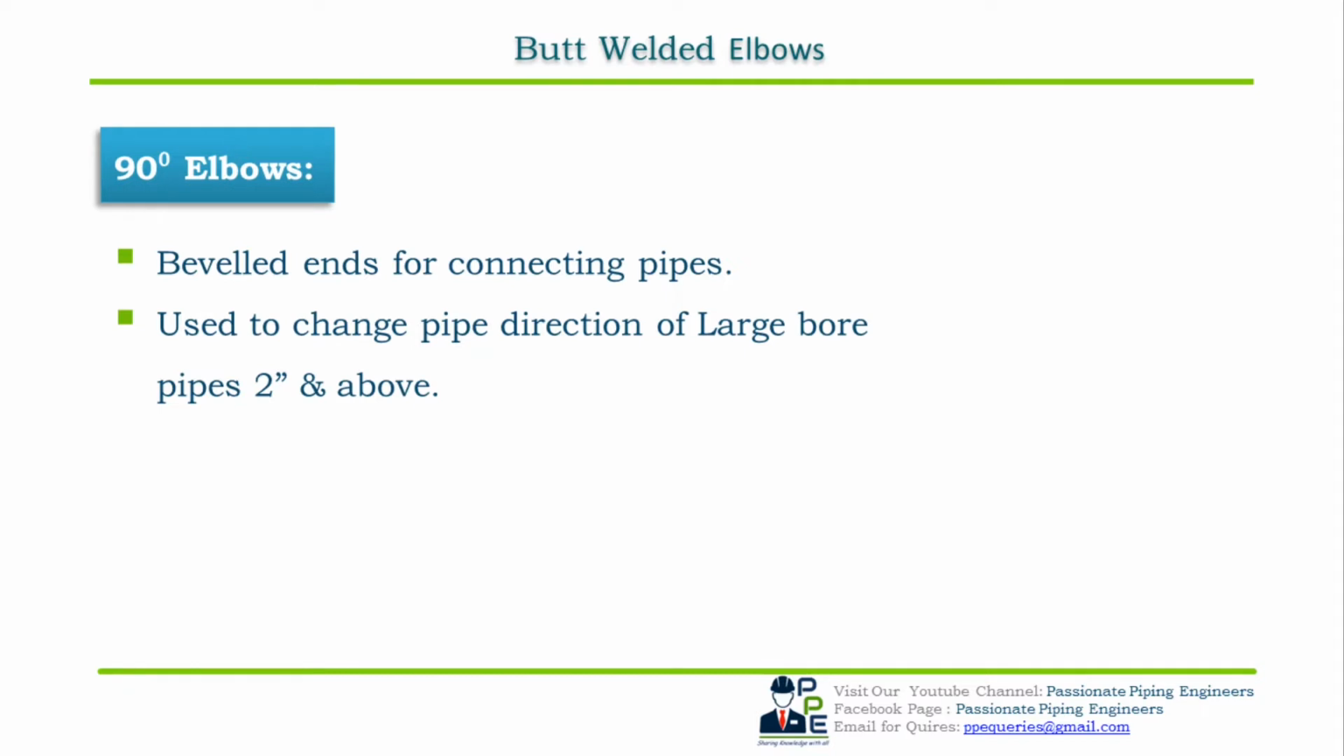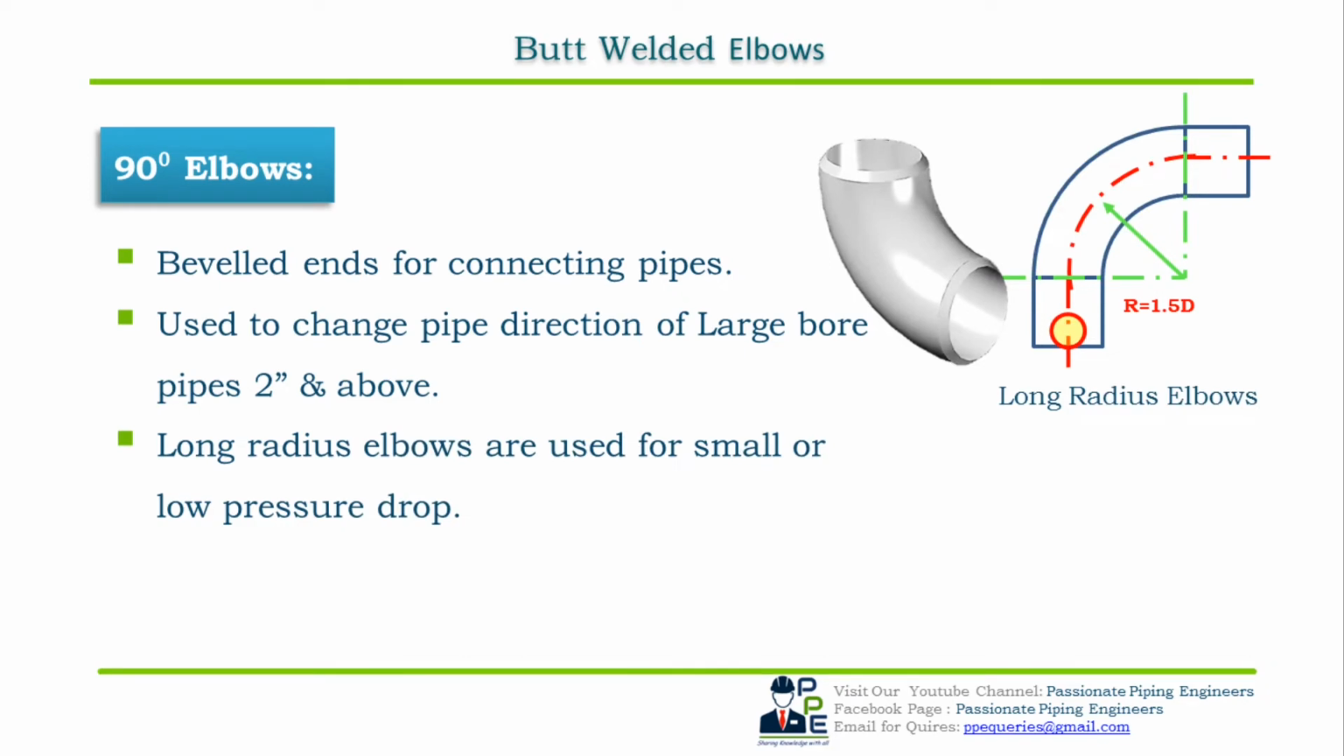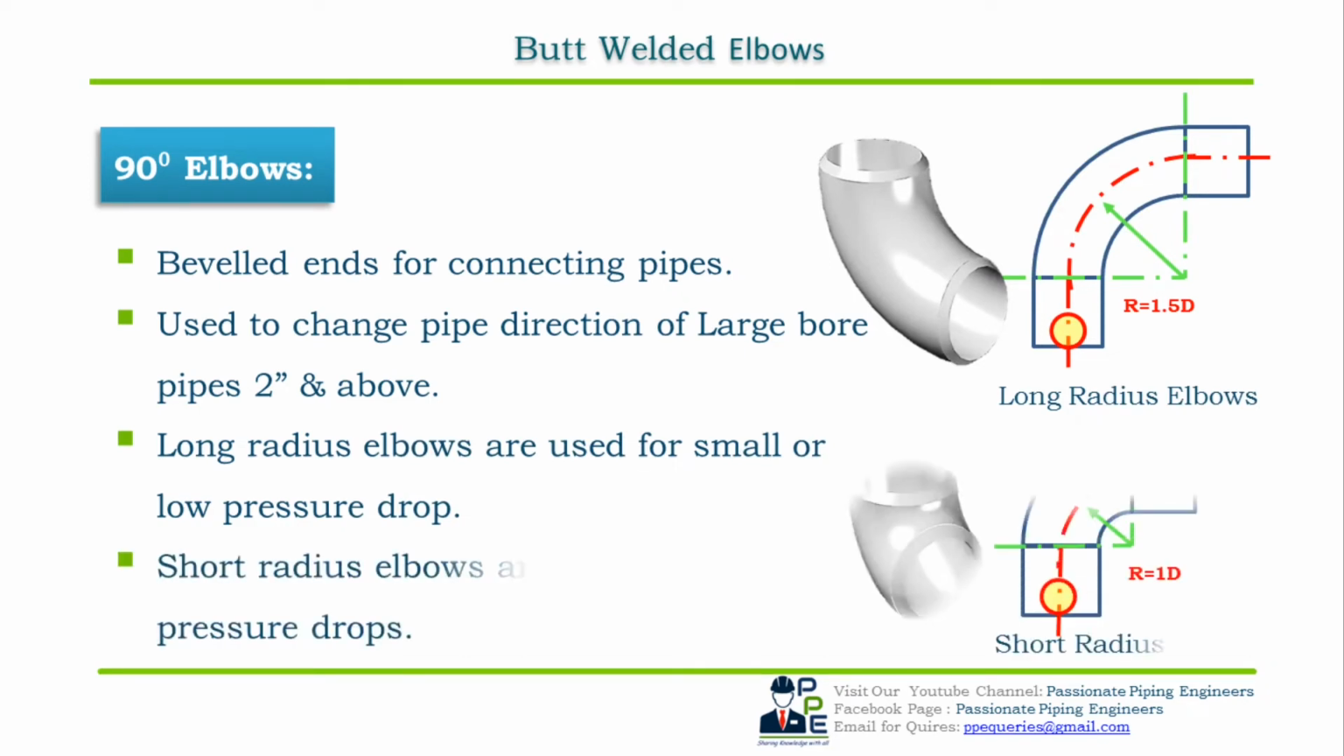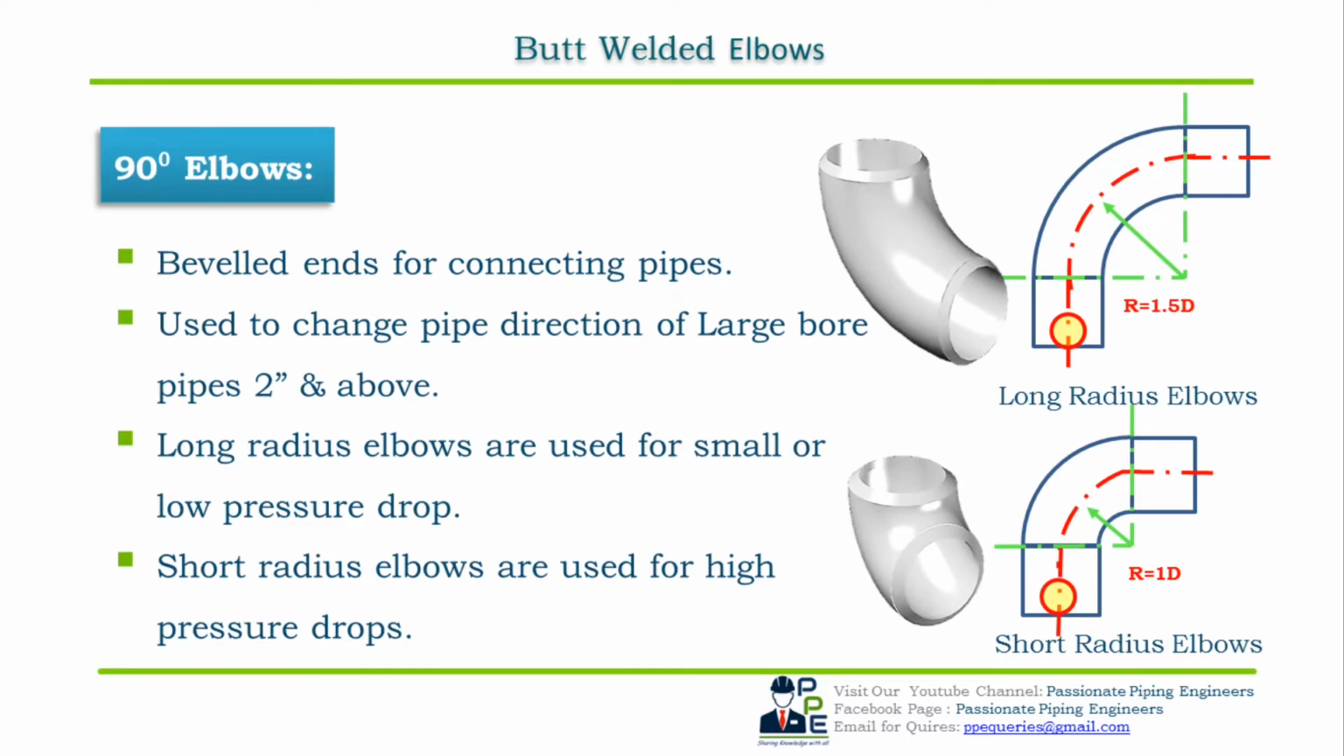In 90 degree elbows we have long radius elbows and short radius elbows. Long radius elbows are used for small or low pressure drop. Short radius elbows are used for high pressure drop. Let us understand this statement in a simple way. Consider the long radius elbow as a road with a long turning collar and a short radius elbow as a road with a short turning collar.